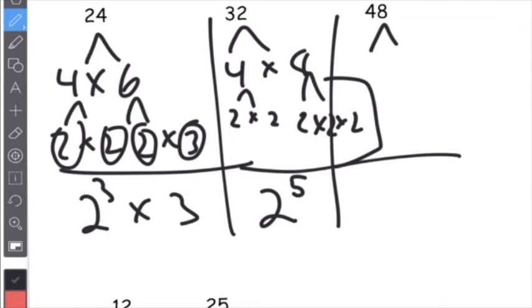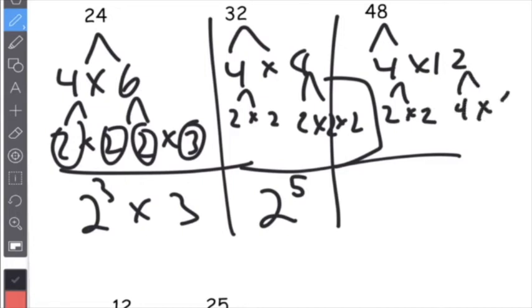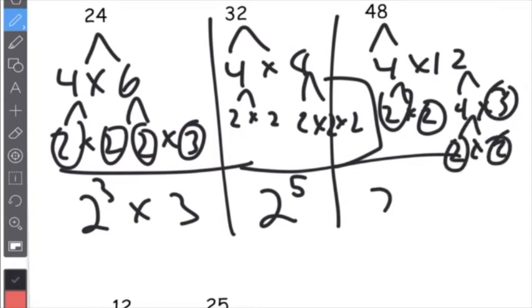48, I could do 4 times 12. 4 is 2 times 2. 12 is 4 times 3. And that is 2 times 2 for the 4. So there's 2 to the 4th times 3.